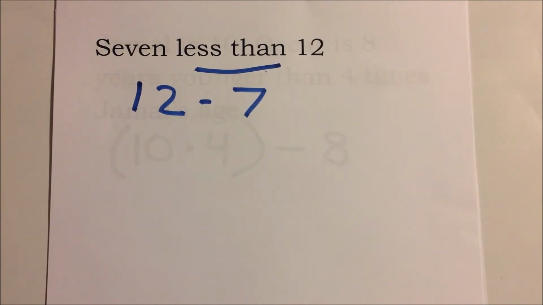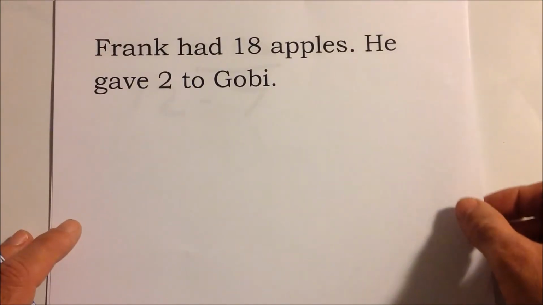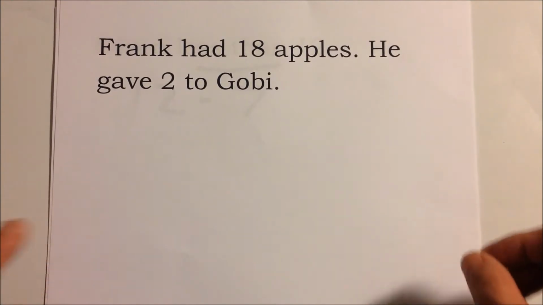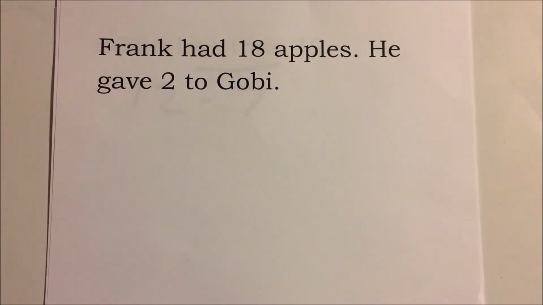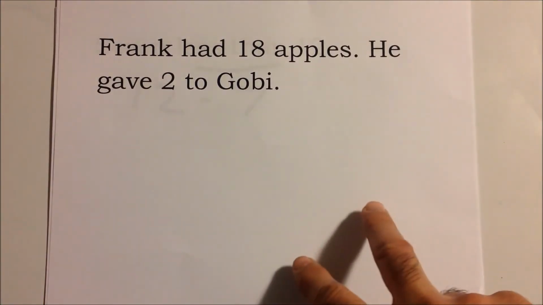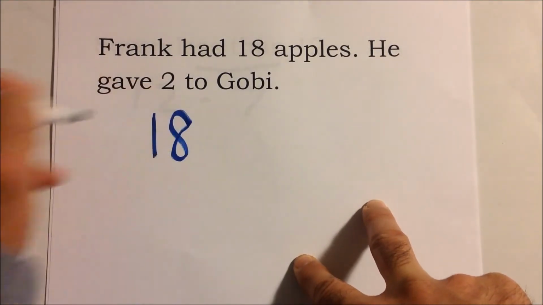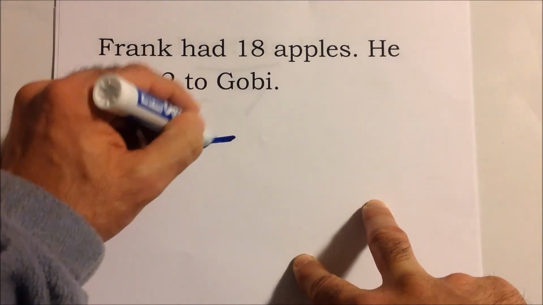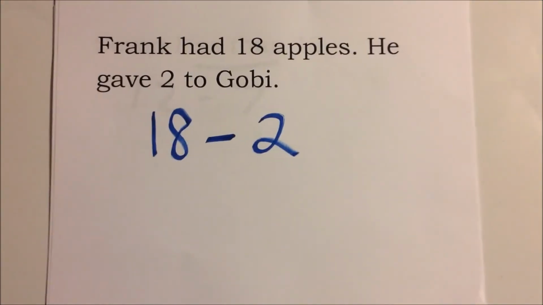Okay, let's look at another one. Frank had 18 apples. He gave 2 to Gobi. How would you write an expression with that? Okay, well, he had 18, and he's giving away 2. Minus 2. 18 minus 2.